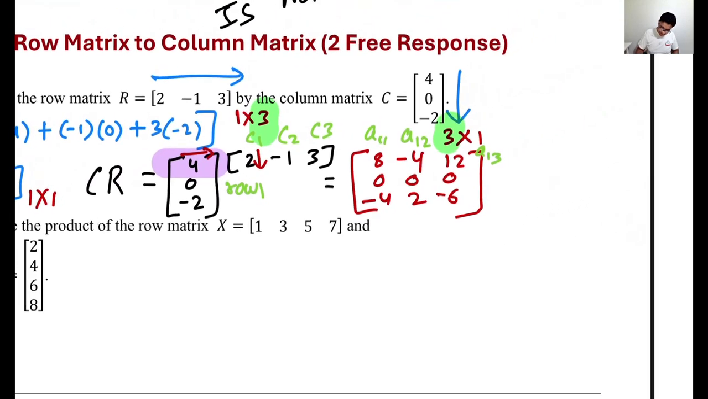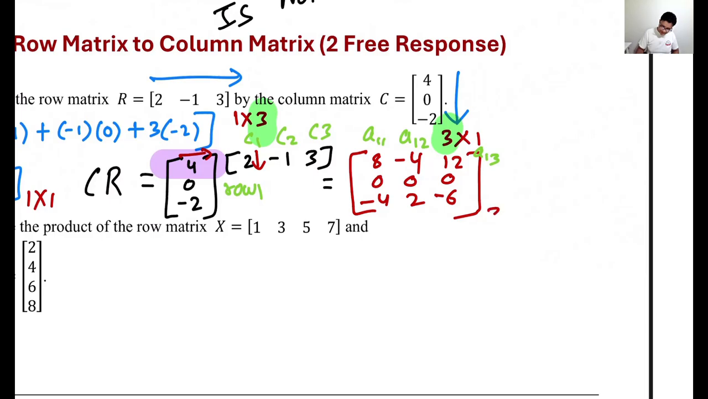And dimension wise, that would be a 3 by 3 matrix, as you should expect, because you multiplied 3 by 1 with 1 by 3, right? So the middle numbers will vanish, and the first and last, 3 by 3, would be the product.